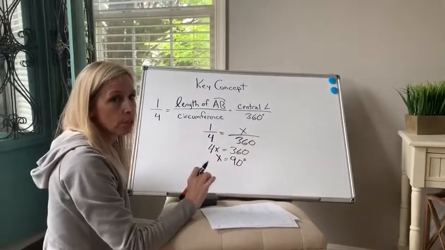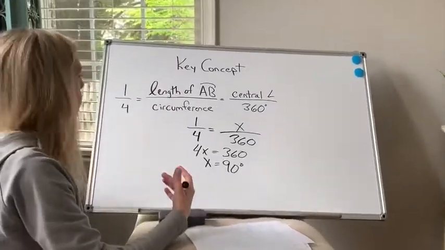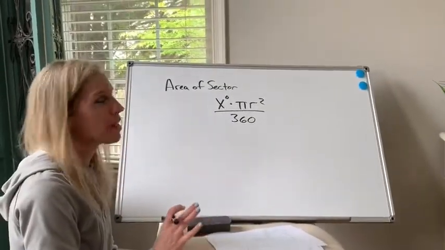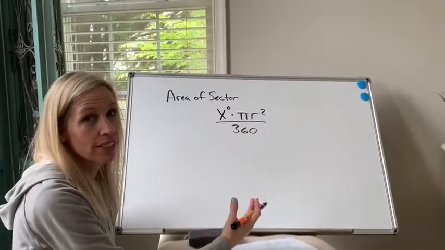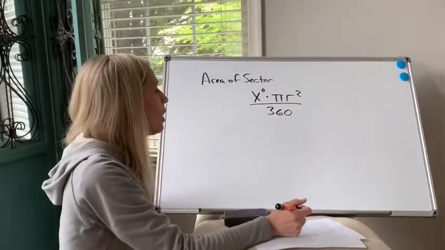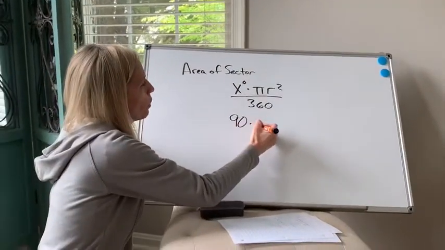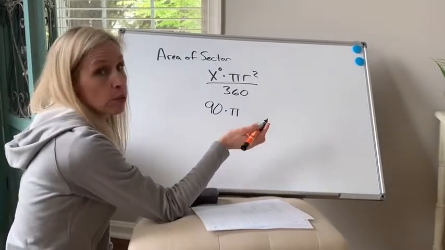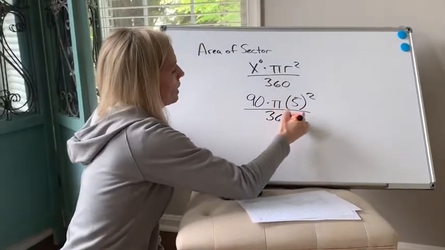So in the problem, we know our central angle is 90 degrees, and we found that by using these key ratios. The last part of our problem is asking for the area of the sector. Now we can go back to the formula that we looked at on day 2. We take that 90 times pi times our radius, which in this problem was 5, so 5 squared, and divide it by 360.